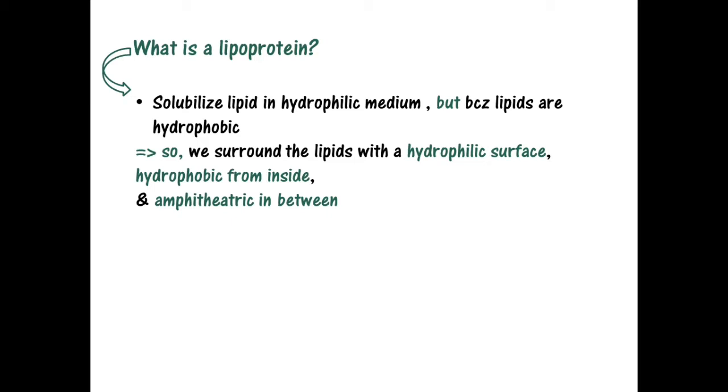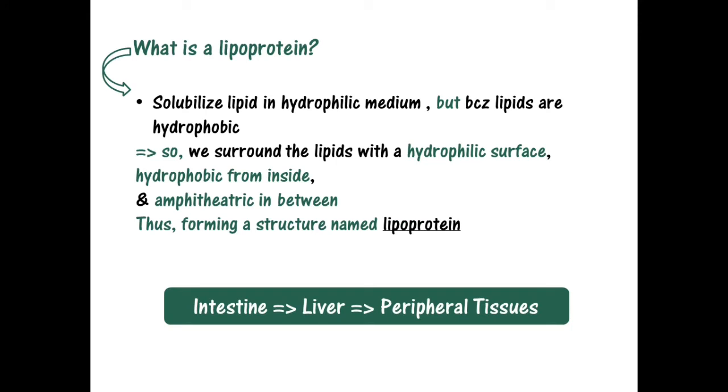It's all mediated by the presence of lipoprotein. These lipids will be surrounded by a hydrophilic surface and hydrophobic from inside, and in between there is an amphipathic layer, which is equal for hydrophobic and hydrophilic medium, thus forming a structure named lipoprotein. The lipoprotein way of transmission is from the intestine to the liver to the peripheral tissues. So intestine, the source from our diet consumption; liver, containing the stores and the synthesis of new lipoproteins; and the peripheral is a place of receiving the components of lipoproteins, which is either cholesterol or triglyceride.